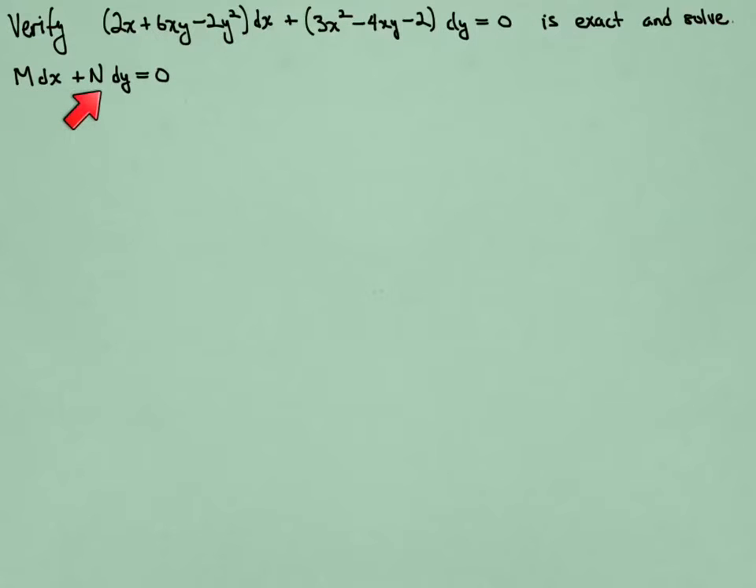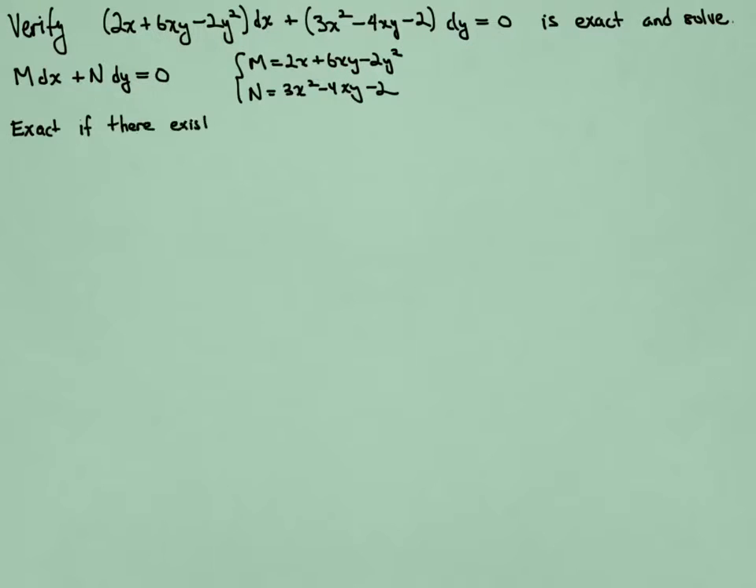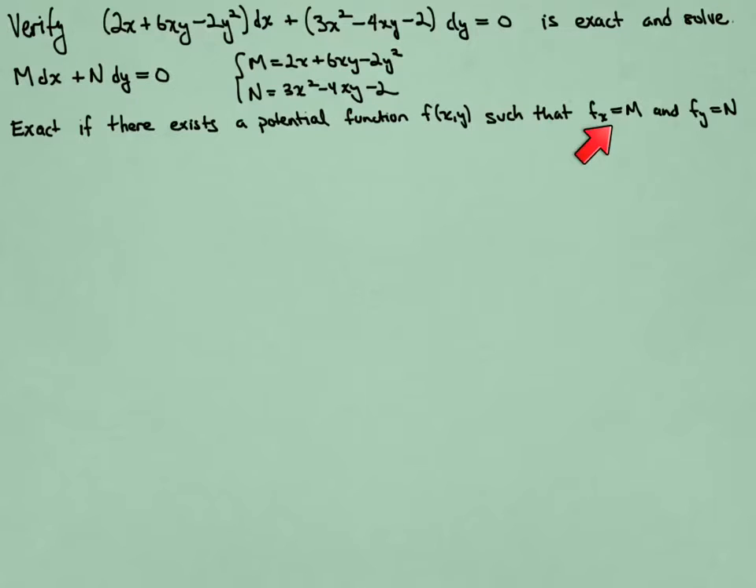We've got M dx plus N dy, where M is equal to the coefficient of dx, and N is equal to the coefficient of dy. It's exact if there is a potential function, f, a function of two variables, and what it means to be a potential function is its partial derivative with respect to x is giving us this M coefficient, and its partial derivative with respect to y is giving us this dy coefficient, which we are calling N.